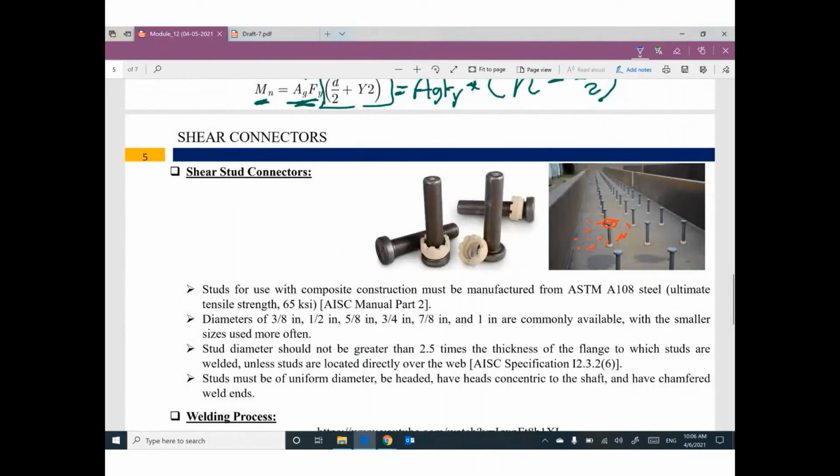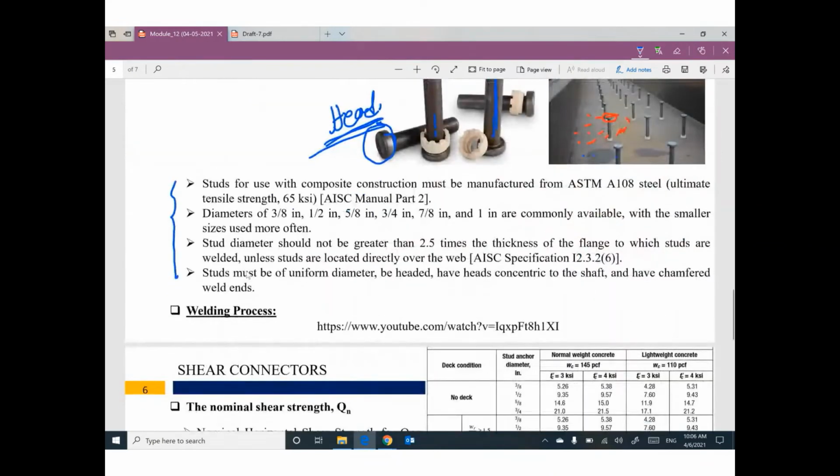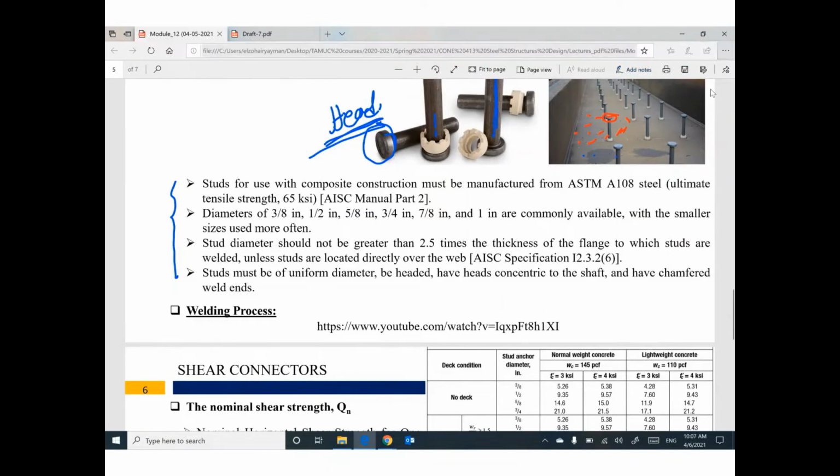So by the way, shear stud connectors look like this one. We have a shank and we have a head. You must have a head. And this one is connected or welded to the top flange of the steel beam. We have some rules here. Before going through these rules, I would like to share this video with you. I think I shared it one time before, but let me do it one more time.